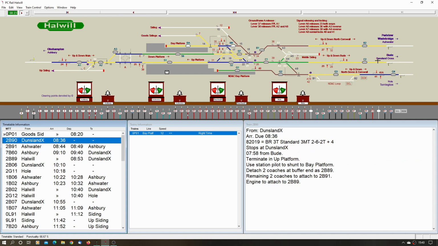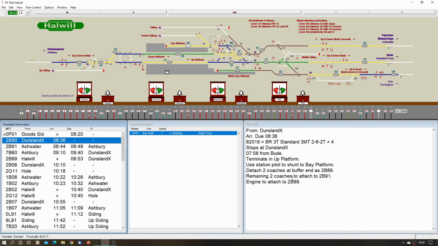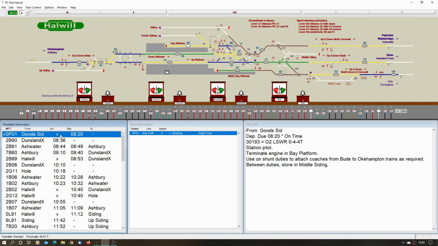So Dunsland comes straight into station. That's all set up already. Ashwater to Ashbury. So these are 2 coaches you've got to add from this arrival. So we've got to move all this obviously out of the way before that one arrives, and it's only what, 8 minutes behind it. So that's another one of these very quick shunting moves which I probably won't be able to do on time.